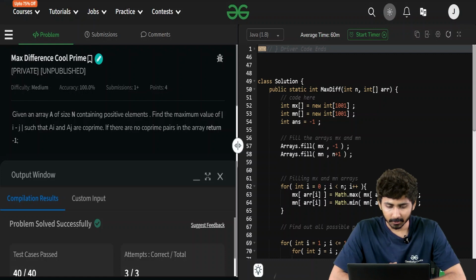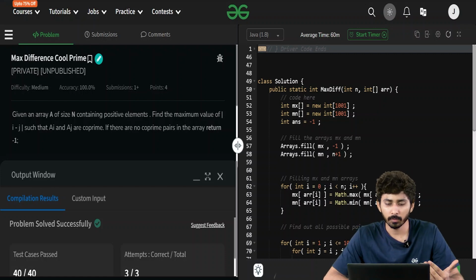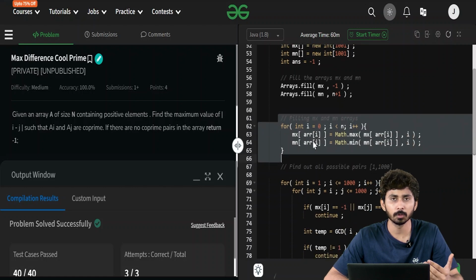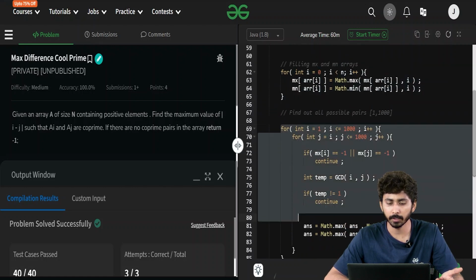Right? So let's understand what the time complexity of this will be. Here this is an iteration over n, right? So order of n, and here 1000 into 1000.